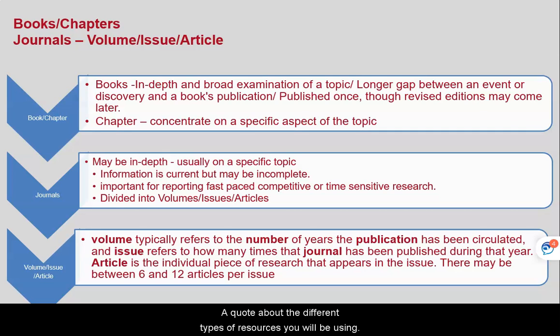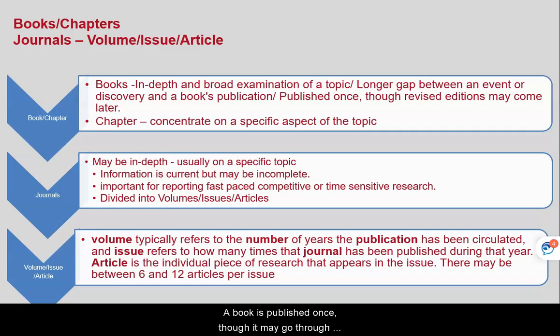A quick word about the different types of resources you will be using. The books will provide in-depth and broad examination of the topic. However, there may be a long gap between the actual events covered in the book and the publication of that book. Typically, it can take up to 18 months for a book to be written, edited, and published. So even in a recently published book, some things could be dated.